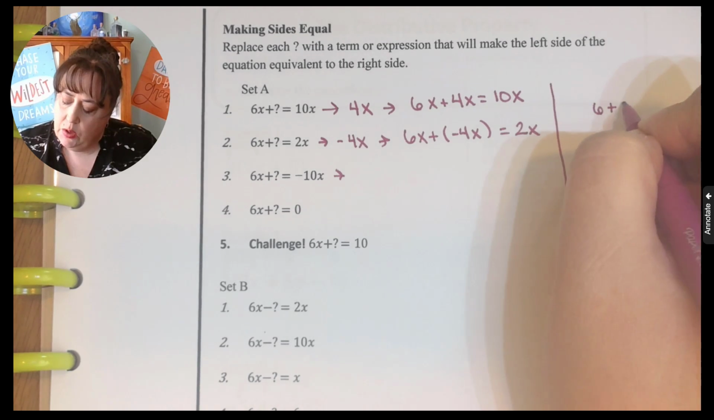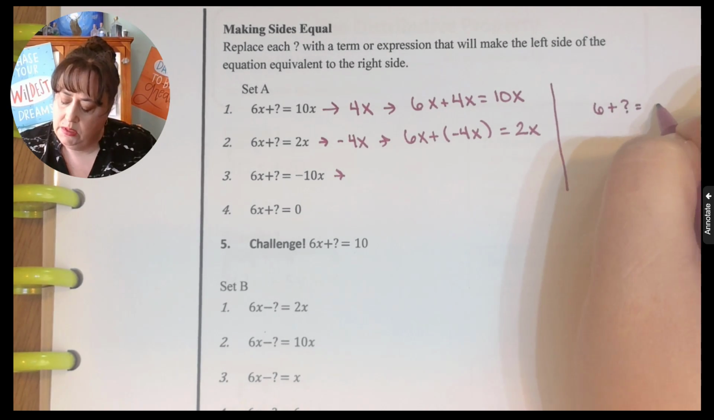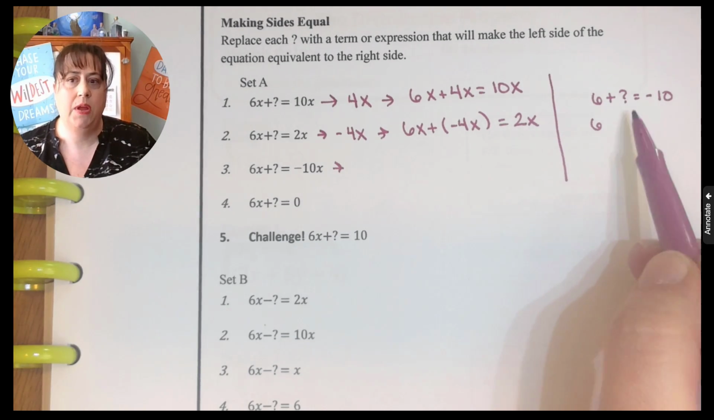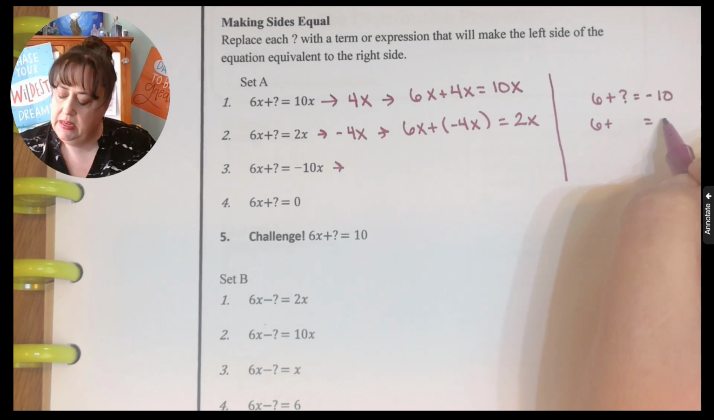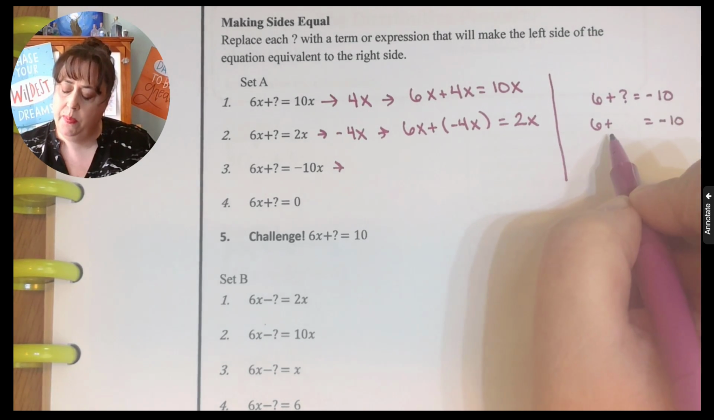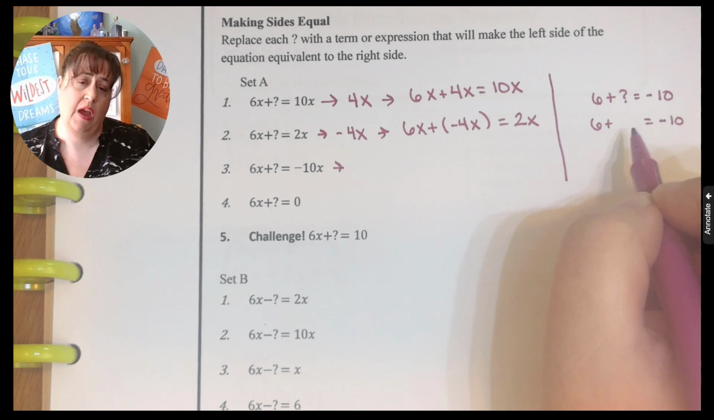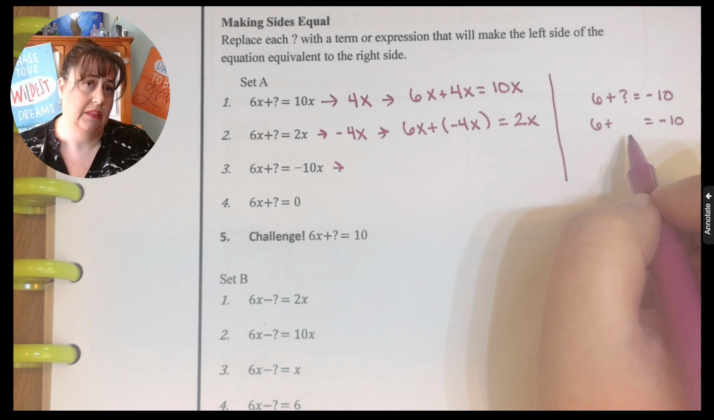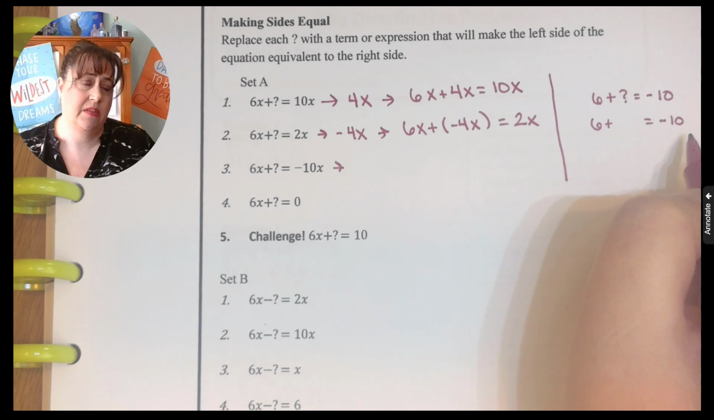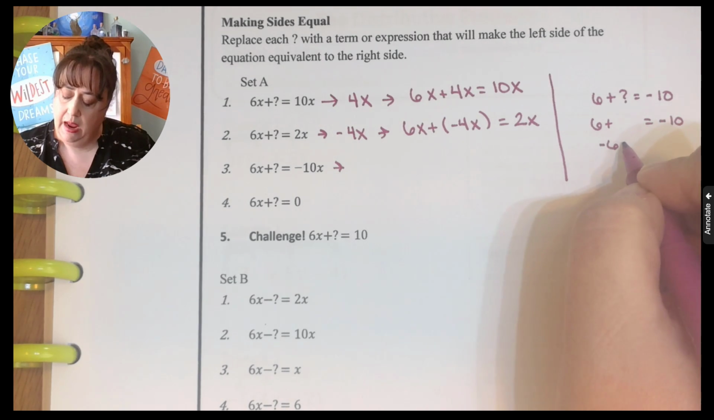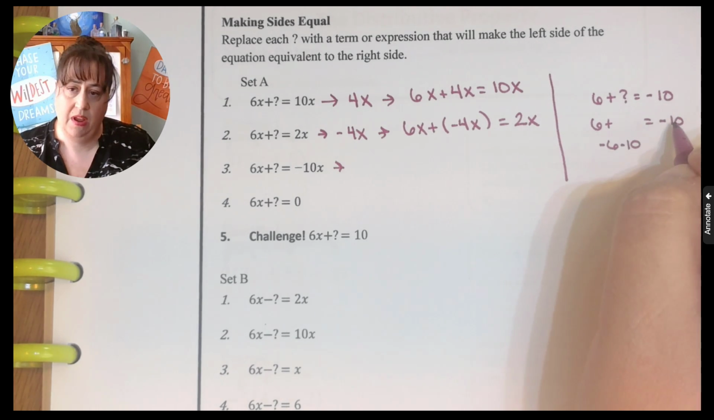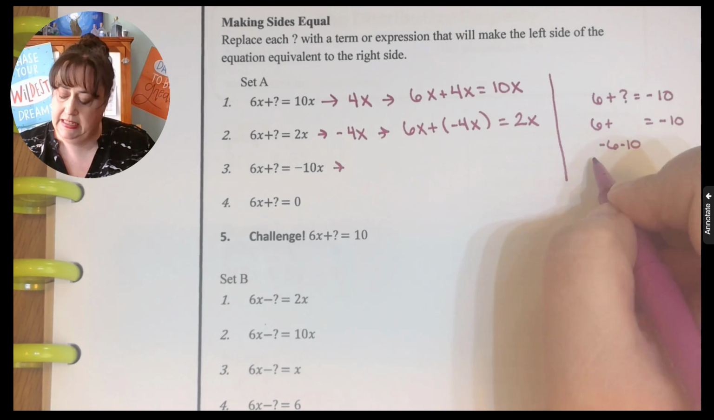6 plus what equals negative 10? So what would I put in that question mark? 6 plus what gets me to negative 10? Well, I know if I subtracted 6, I would be at 0. And then go back another 10. So if I put negative 6 in here, that gets me to 0. And negative 10 would get me there. So that would be negative 16.